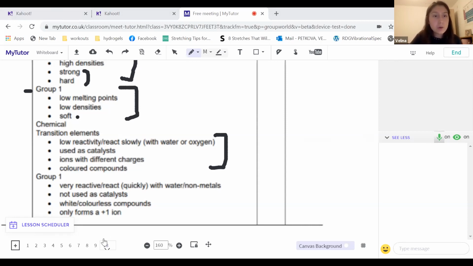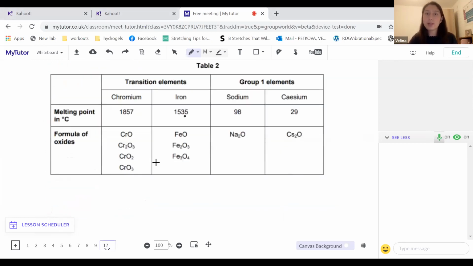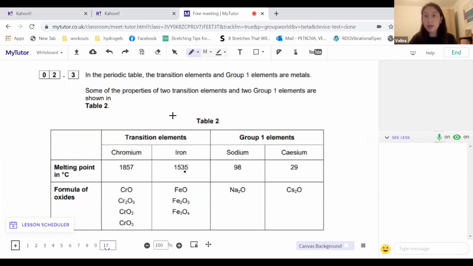Okay, so if we go back to this table, it's also hinting at these chemical properties, right? From this table, you can see that transition elements have far higher melting points than group 1 elements. So you can draw this conclusion from this table. You don't have to have memorized this in the exam, but it's better to just know these properties anyway. And also from these oxides, look how many different oxides they form. These different oxides are going to have different ions, and in the same way, the iron has also formed different ions.